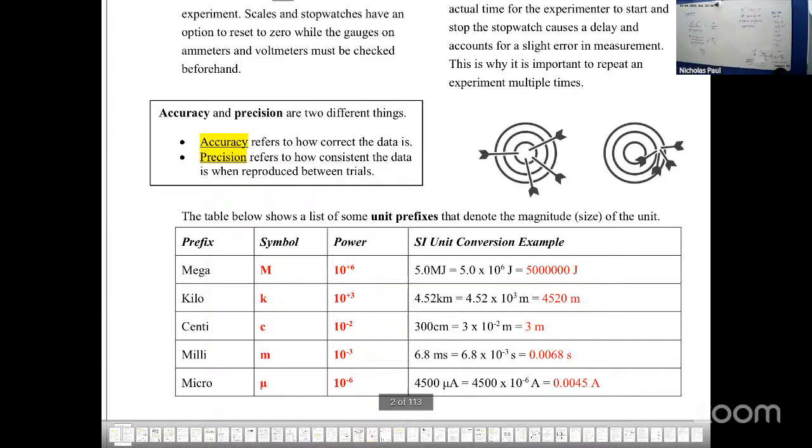Are you okay with that? Yeah, so precision has to do with how close the values are, or how close you get the results back. Accuracy is how close you are to the correct answer. So which of these examples here is accurate and which is precise? Think about it first. Then I'll pick on somebody.